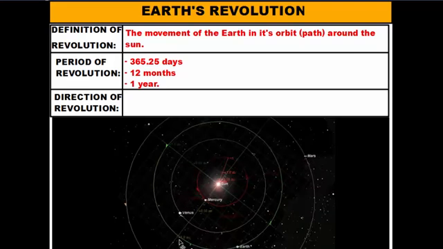And then lastly, the direction of revolution. As you can see, the planets are moving again in the opposite direction of where the clock hands would go if this were a clock. So as a result, the direction of our planets for revolution would be counterclockwise. All right, so to sum up Earth's revolution, it's the movement of the Earth in its orbit around the Sun. It takes us 1 year to do it, or 12 months, or 365.25 days. And then the direction, just like everything else, is counterclockwise.